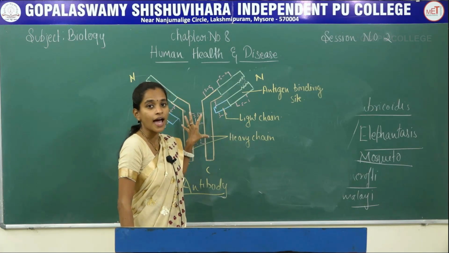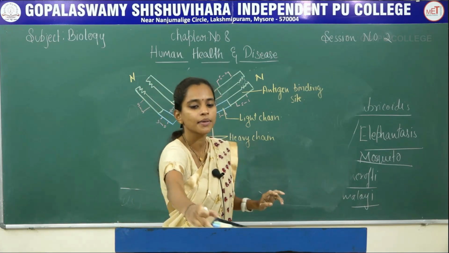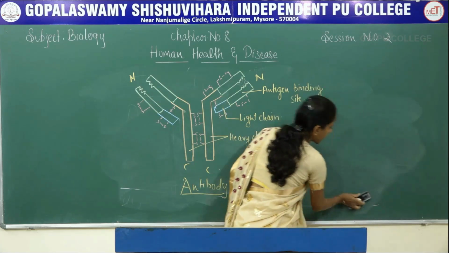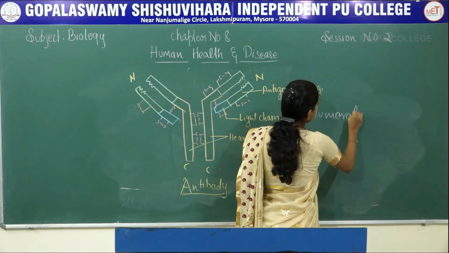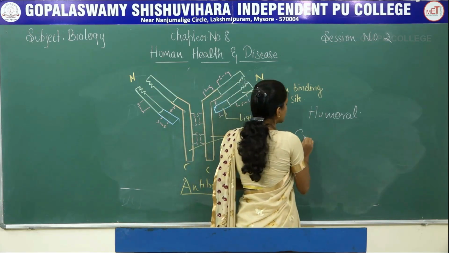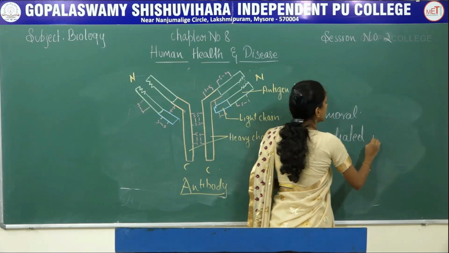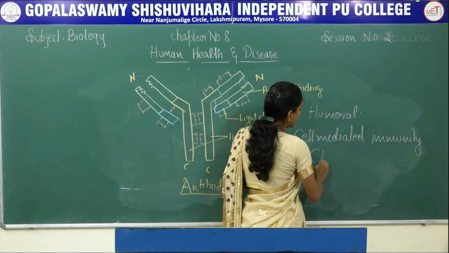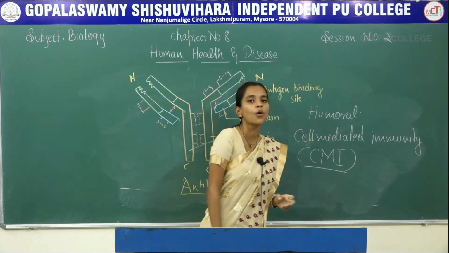Based on the presence of the antibody released by our immunity, the acquired immunity can be classified into 2 different forms. One is humoral immunity. It is purely based on the types of antibodies produced. And one more is cell mediated immunity. This is also called CMI, that is the cell mediated immunity, or humoral immunity.